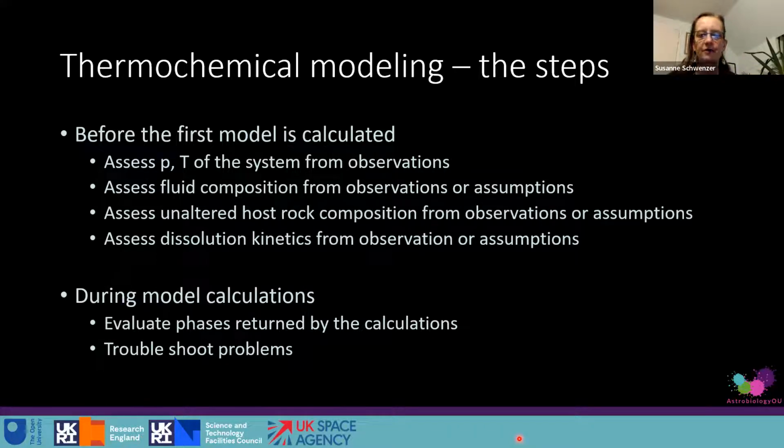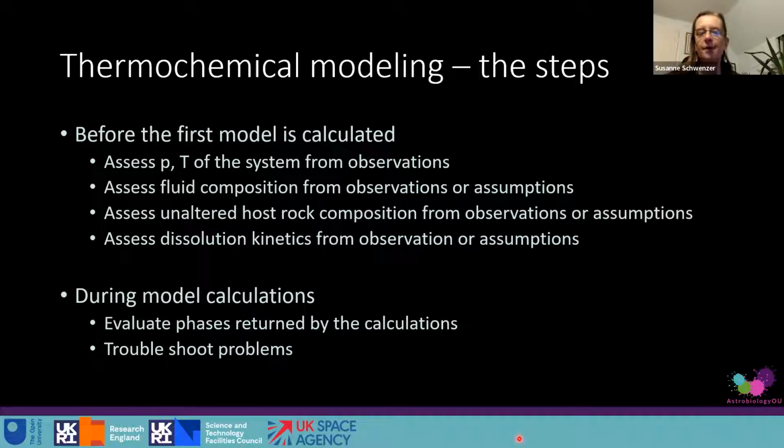What's the pressure and temperature of the system? What information do I have from observations such as alteration minerals in my hand specimen, in the field site on Earth, on Mars, from the rovers, from the orbiters? What is the observation that I actually have? And I need two. I need the observation of the alteration minerals, and I need the observation of what was the rock before the water interacted with it. So these are the two things, the host rock and the ultimate goal of the modeling that I need to know and assess. But I also need to assess what's actually the fluid that comes into this.